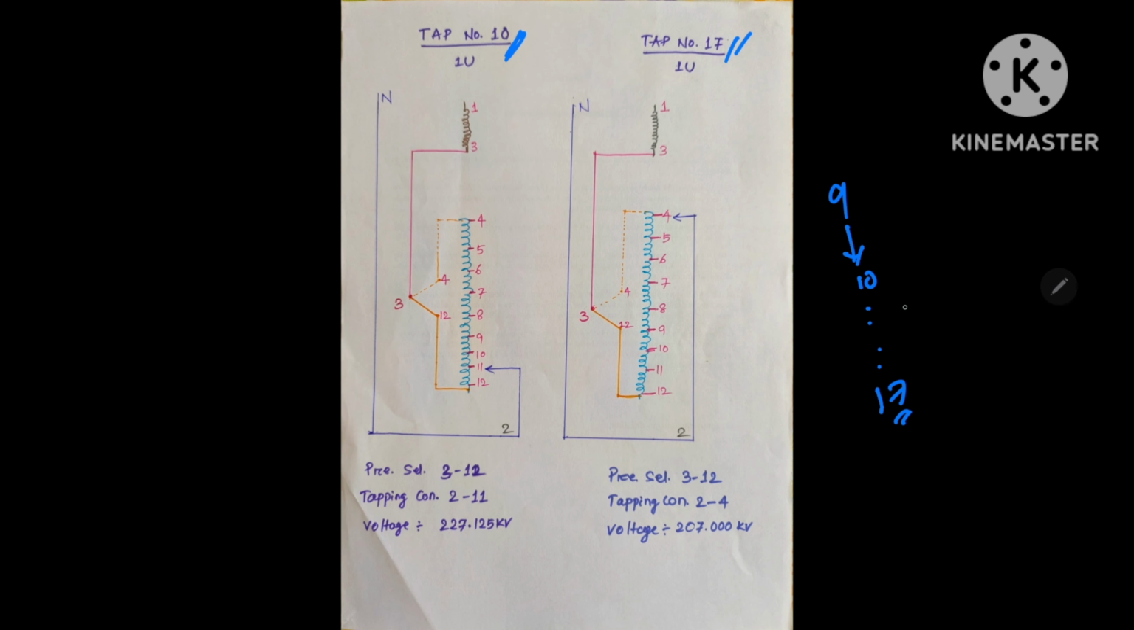When the primary voltage is decreasing, we are connecting the additional flux in such a way that it will oppose the main flux. So this is the main flux direction. Now this is connected to 3 to 12, you can see. So it is one step. This is 1.25%.